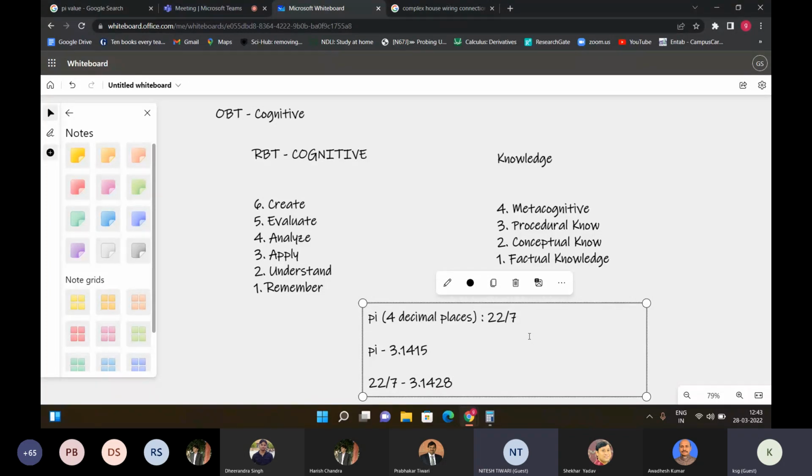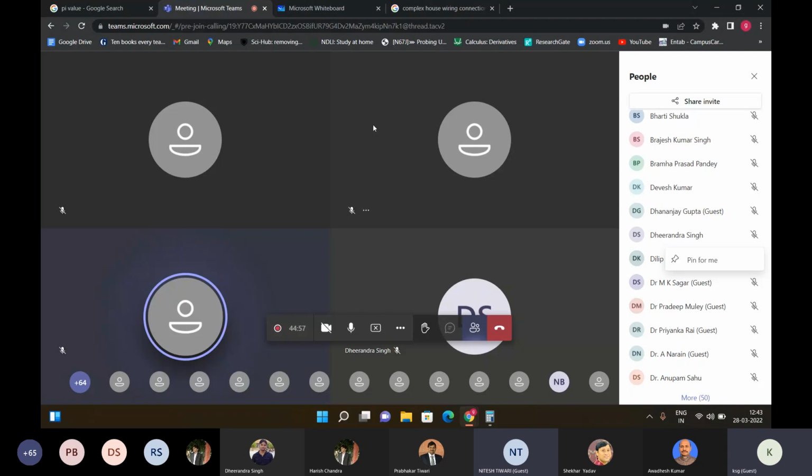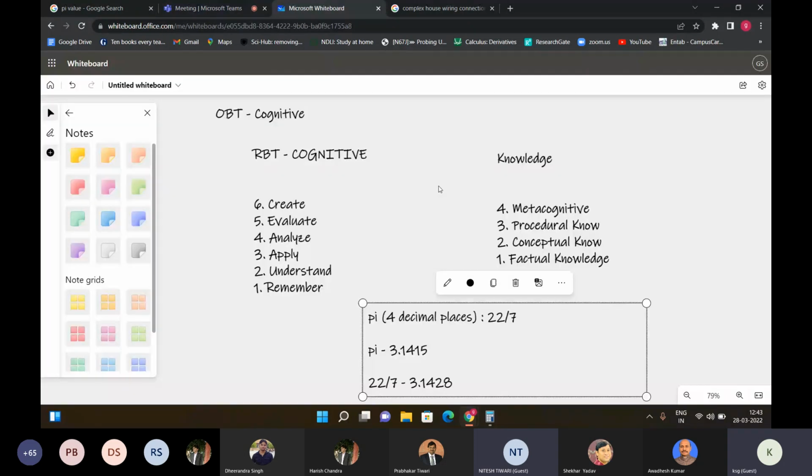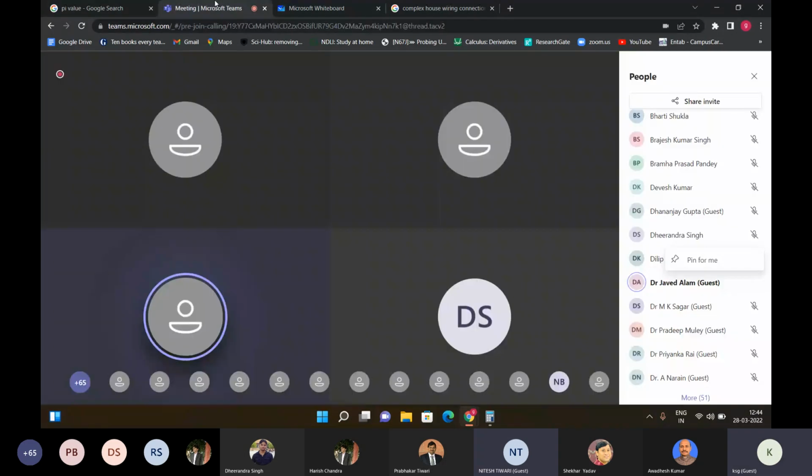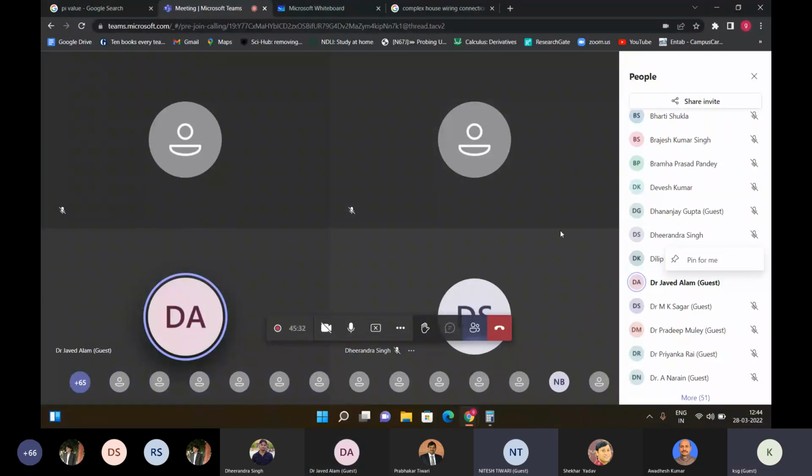So what does this understand level indicate? The understand level indicates that for the values or certain things that we remember, we are supposed to give some kind of explanation or justification. So when we ask the students, why is this difference? Why is 22 by 7 not the same as pi?